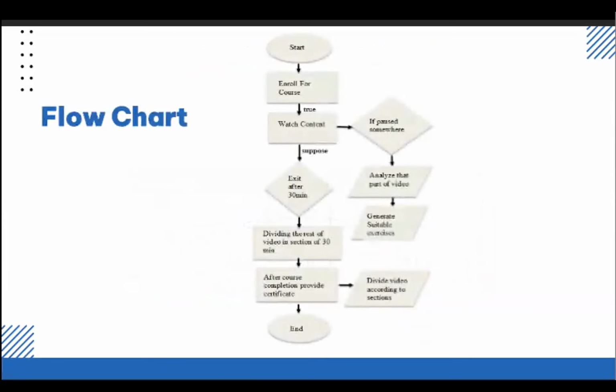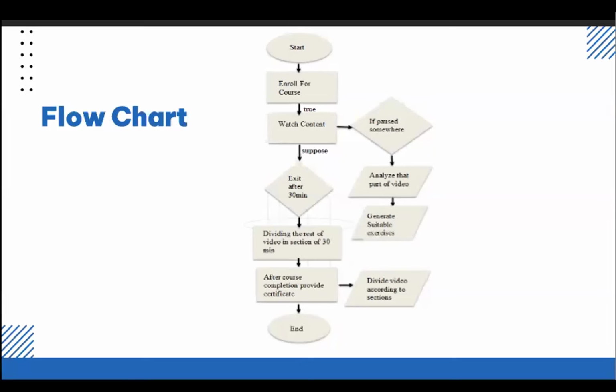This is the main flowchart of how the users will use the system. First they need to enroll for the course. They will be watching the content, and if they pause somewhere, we will analyze that part of the video and generate suitable exercises for it. Means when they pause on a particular part of the video, we analyze their environment: what are they doing, are they stressed or not? We are continuously taking insights using the camera.